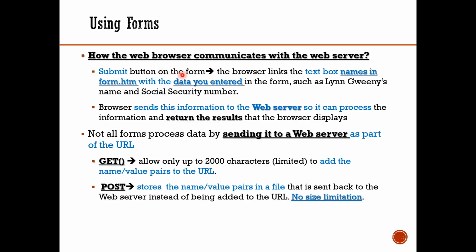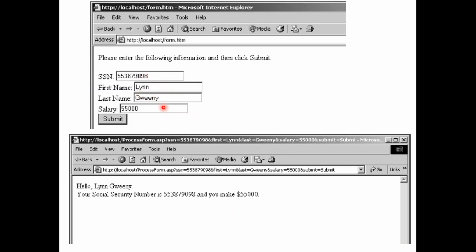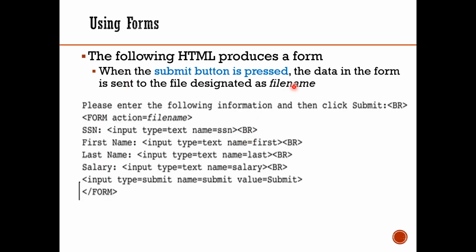So first, when clicking submit, the browser links the data. The browser links the text box names in the form HTML with the data you have entered, for example this name here, and the other items that can exist here, and it's sent to a file, as designed, with a file name here. So this is the script actually. This is the programming, how we are creating them.